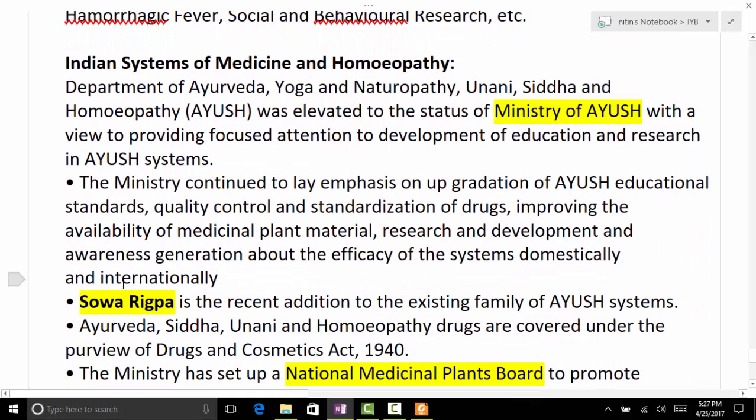Then there is the Ministry of Ayush. The Ayush ministry is given a lot of focus. Earlier there was a department, now a separate ministry is there. It itself shows the importance given to Ayush. Now Sowa-Rigpa is also included in the existing Ayush system. So remember this: what all comes under Ayush? Ayurveda, Yoga, Unani, Siddha, Homeopathy, Naturopathy, and then Sowa-Rigpa. So these are 7, 6 plus 1. Yes, 6 plus 1.